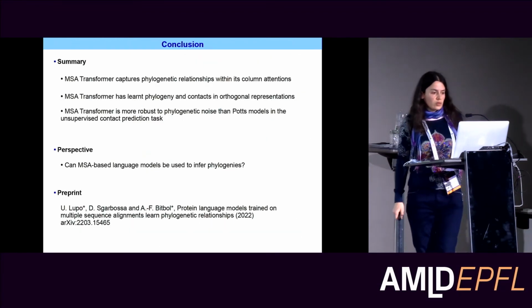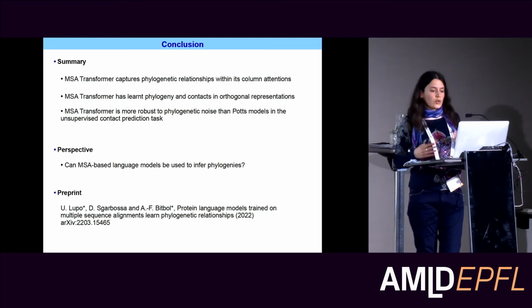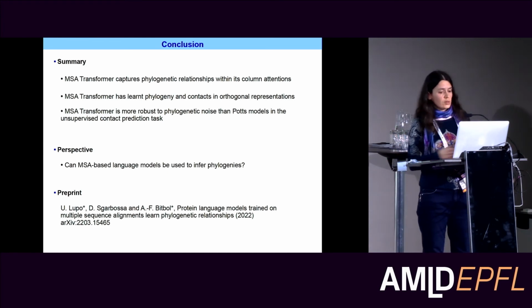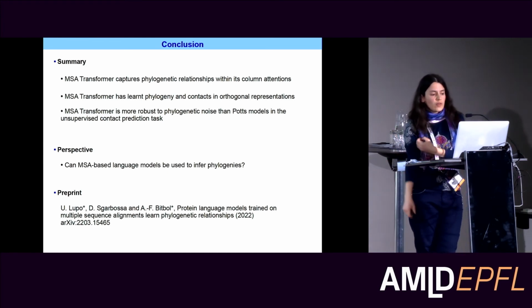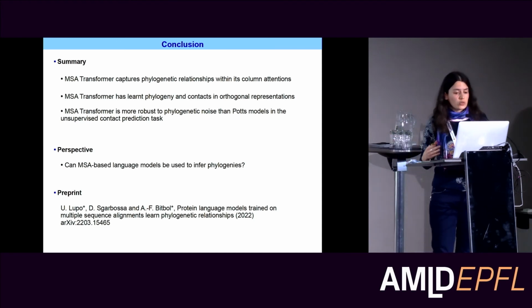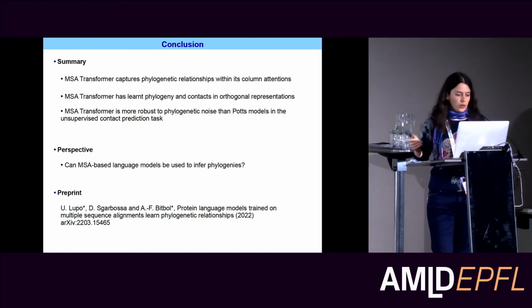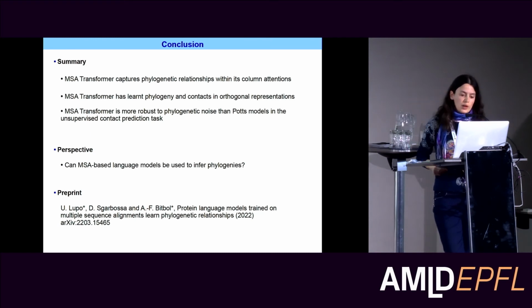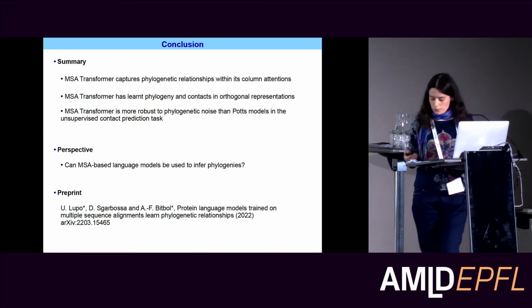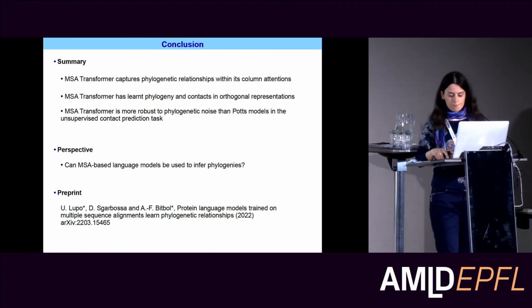So to conclude on this, MSA Transformer captures phylogenetic relationship within column attentions, and so it has learned phylogeny and contacts in orthogonal representations in the model. We also find that thanks to this representation, MSA Transformer is more robust to phylogenetic noise than Potts models in the unsupervised contact prediction task. So an interesting perspective, in my opinion, is whether MSA-based language models could be used to infer phylogenies. And if you'd like to know more, we have recent preprints on this topic.